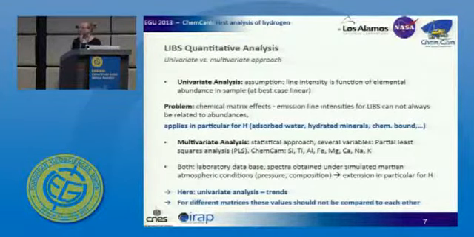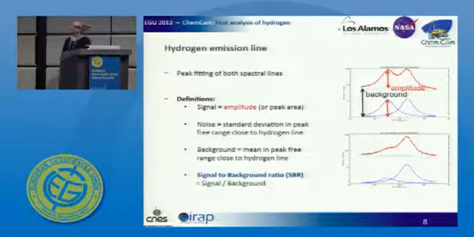And what I'm going to show here is univariate analysis, so it's just trends. And I have to remind you that the data which I show you, you shouldn't use them to compare different matrices such as soil or rocks. So what I'm doing, as I said, the hydrogen line is superimposed by the carbon line, and I'm fitting both lines simultaneously. And here are some definitions. So the signal is the amplitude, here in red. You can also use the peak area. It's more or less the same.